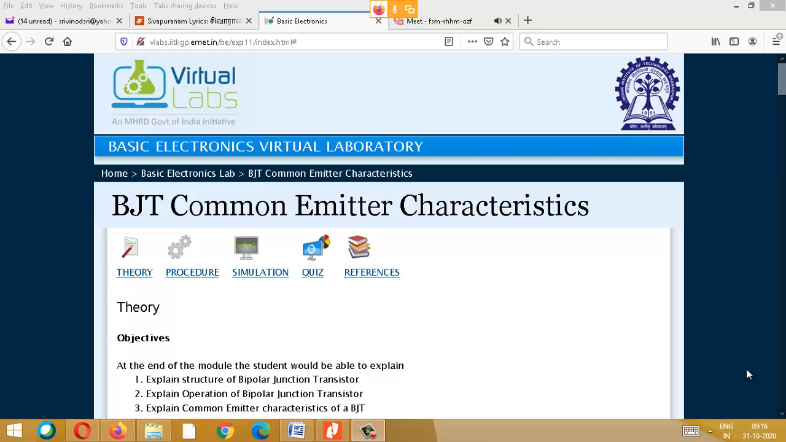So today's experiment we are going to discuss is about BJT, bipolar junction transistor, and this transistor can be configured into three different configurations. One is called common base, common emitter and common collector. With respect to your lab session, we will deal with common emitter and common base. So today let us discuss common emitter. Okay, so common emitter configuration we will see.